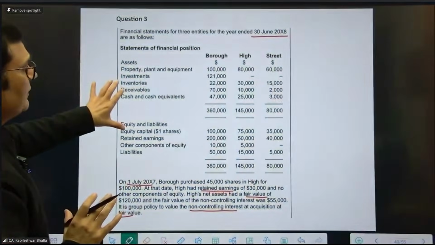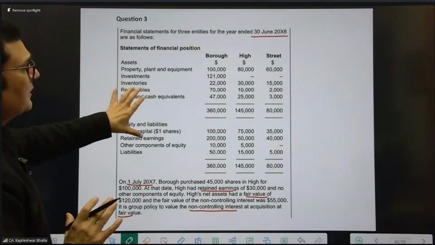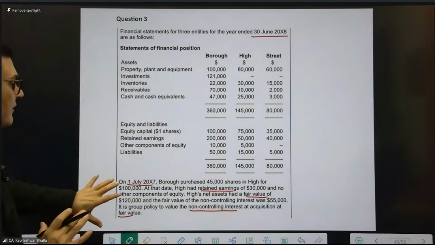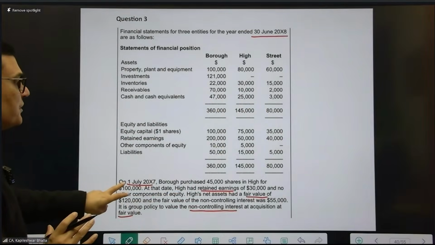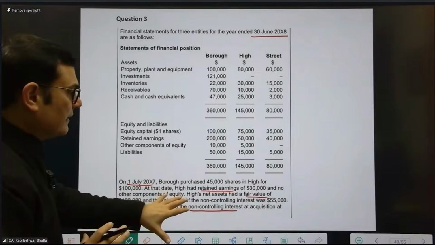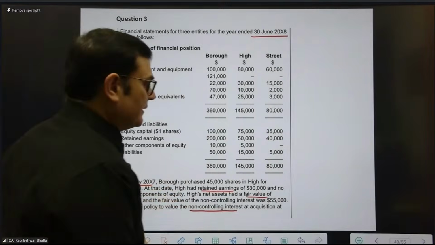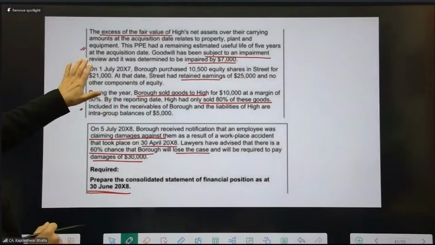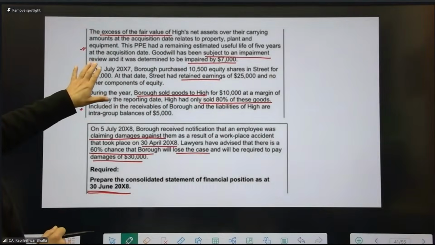The balance sheet of 3 companies given, B, H, and S. B is the parent, H is the subsidiary, S is the associate. So we're given the inputs that B purchased shares in H. The retained earnings on that date is given. The net assets at a fair value is given. NCI is at a fair value. That's one input. Then I'm given the fair value changes, the goodwill impairment.